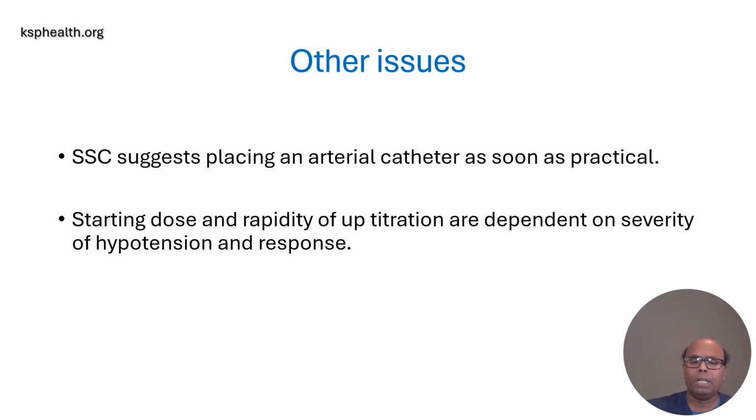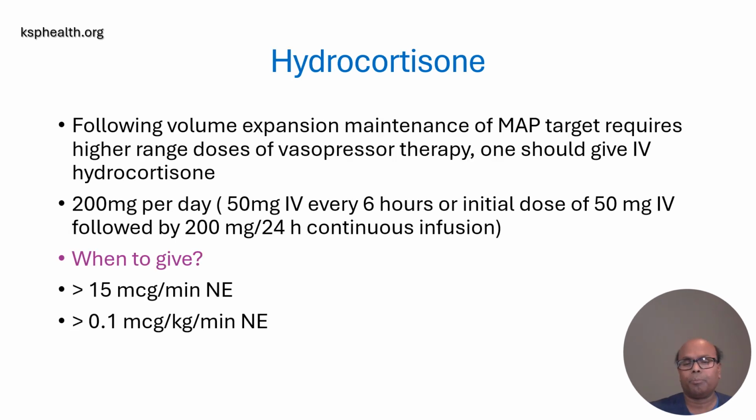Starting dose and rapidity of titration depend on severity of hypotension and the response. Following volume expansion, the maintenance of MAP target requires higher ranges of vasopressor therapy. One should give IV hydrocortisone. The dose is 200 mg per day, which is 50 mg IV every 6 hours, or an initial dose of 50 mg IV followed by 200 mg as a continuous infusion.